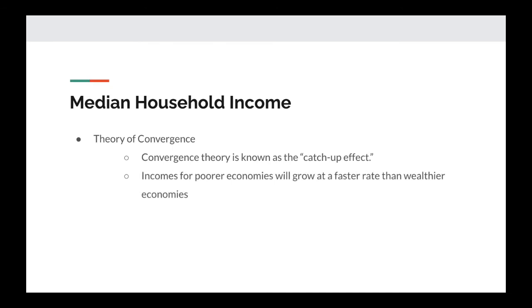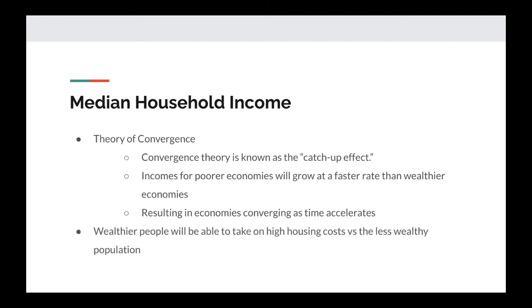So incomes for poorer economies are going to grow at a faster rate than wealthier economies, and we have seen this in the U.S. So as a result, these economies are going to converge as time accelerates. This was true in America up to a point. In 1970, we saw that the wealthier continued to grow at a more rapid rate than the lower income Americans. And we also saw tighter land controls in the 1960s, which caused land to become more expensive. And those with the money are able to take on those high housing costs versus those who have less wealth.